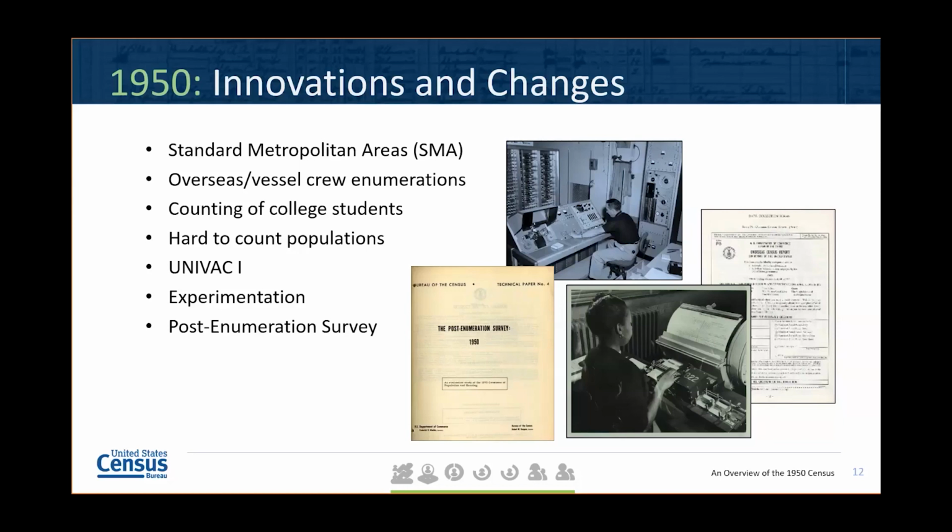And finally, one of the biggest shifts, and something that we still do today, is the post-enumeration survey, where we double-check the data not only from the experimental areas, but from 3,500 small areas to identify missed households, and we re-interviewed approximately 22,000 households to check the accuracy of our data.